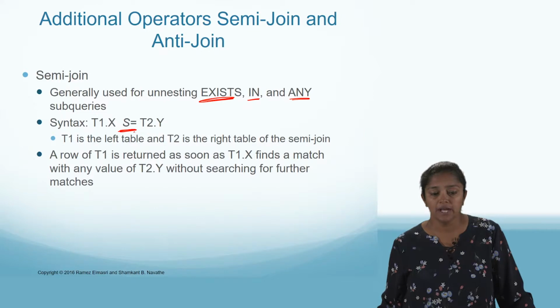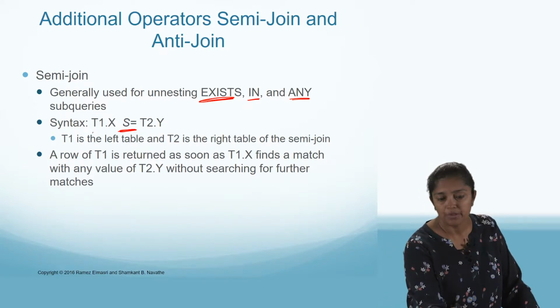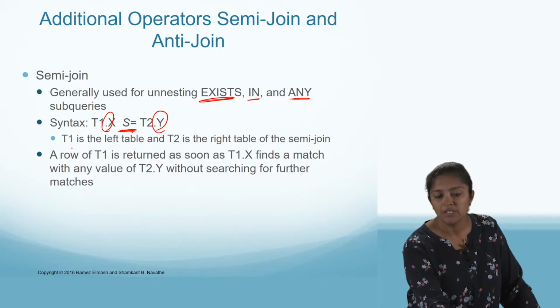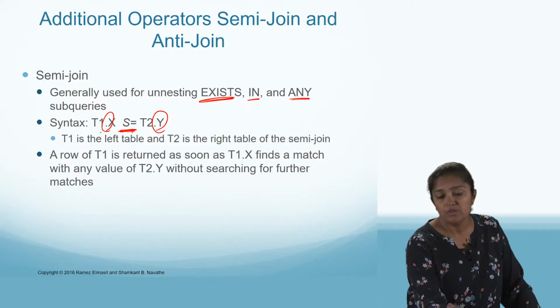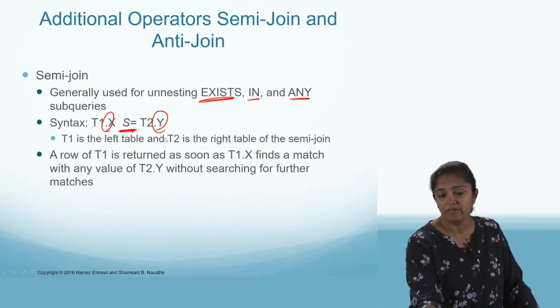The syntax is that we're comparing two tuples T1 and T2, and we want to compare their x and y attributes. We're going to use a semi-join operation. T1 is the left table, T2 is the right table. A row of T1 is returned. We start with the first row of T1 and the first row of T2 and compare their x and y values.